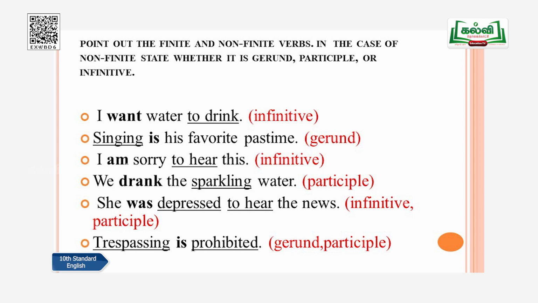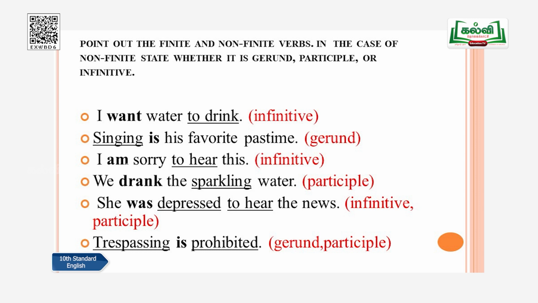Very good, children. The next sentence is, she was depressed to hear the news. Here was is in bold. So it is a finite verb. Depressed is underlined. So it is a non-finite verb. And to hear, again we have one more. Now I have already told you that a sentence will have a single finite and one or two non-finite verbs. Okay, maybe more than two also is possible. So depressed and to hear are non-finite verb. Depressed is past participle. To hear is infinitive. Is it clear, children? Okay, now let us look at the next one.